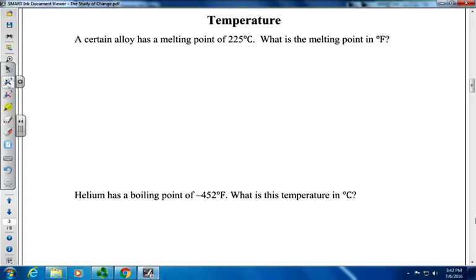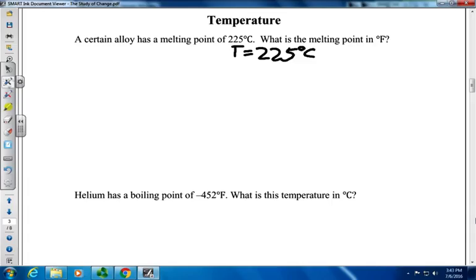So let's look at this problem here. The first problem at the top. A certain alloy has a melting point of 225 degrees Celsius. What is its melting point in degrees Fahrenheit? Well, just as I stated in the last video, you'll want to start every problem by writing down your givens, your knowns. So you know that temperature is going to equal 225 degrees Celsius. It's very simple.